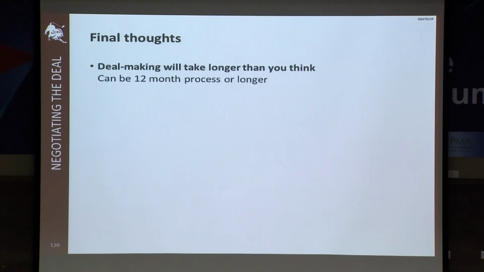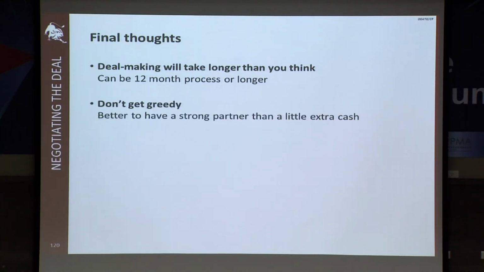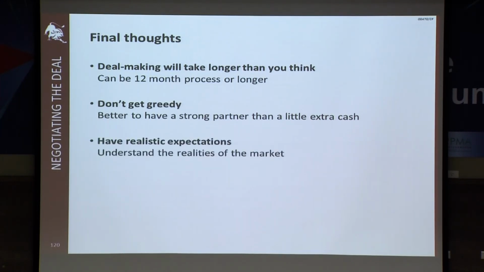So final thoughts on the negotiation. Deal making will take a lot longer than you think. Typically, it could be easily 12 months. Don't get greedy. It's actually better to have a strong partner, I would argue, than maybe to have a little bit more cash. Often you could do a deal with a company no one has heard of for a slightly higher number, but sometimes having a good partner will add a lot of credibility to what you're trying to do.